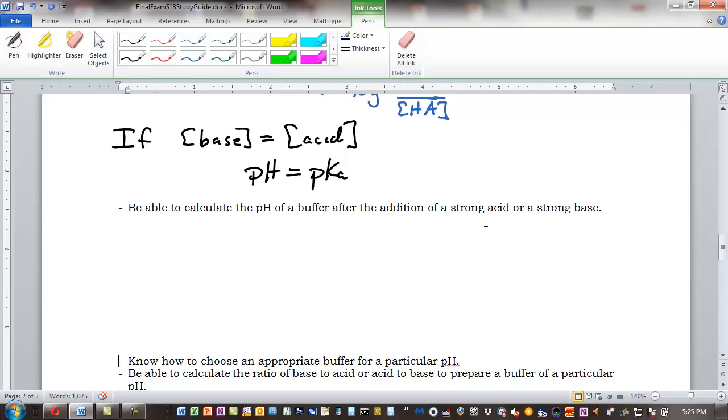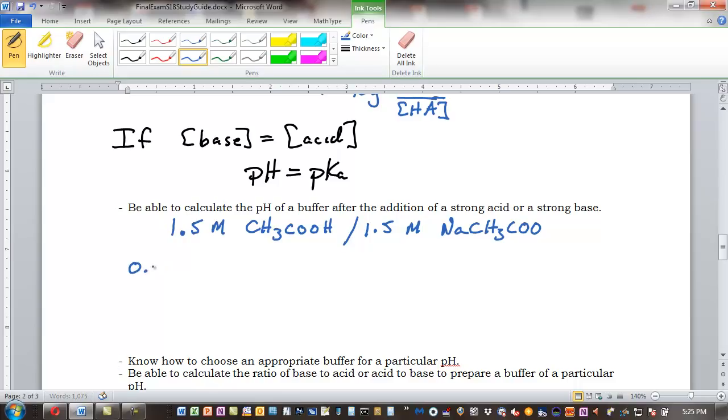All right. Calculate the pH of a buffer after you add strong acid or strong base. So let's do this one. Let's say we have a buffer. Do you want to add strong acid or strong base to this buffer? Strong acid. A little bit of both at the same time. Well, all right. So let's add strong acid first, then we can see how it would change the calculation if we did the same amount of strong base.